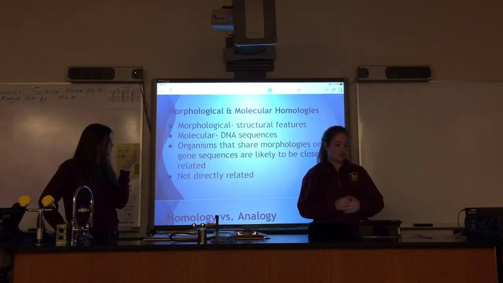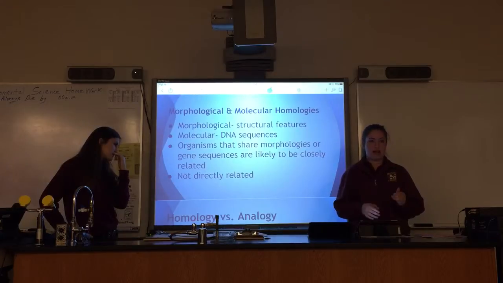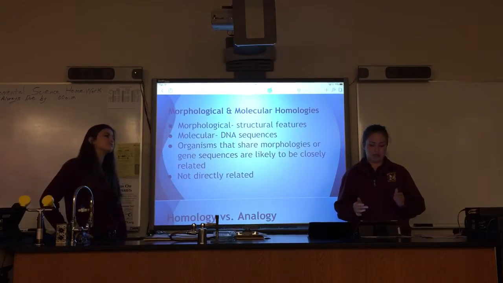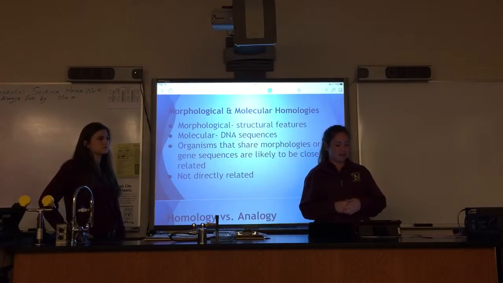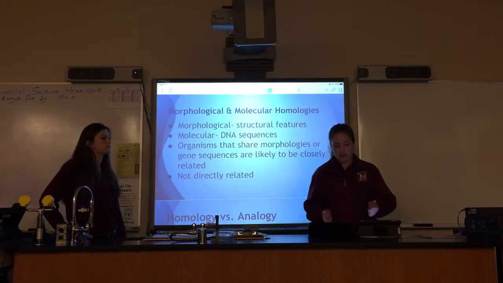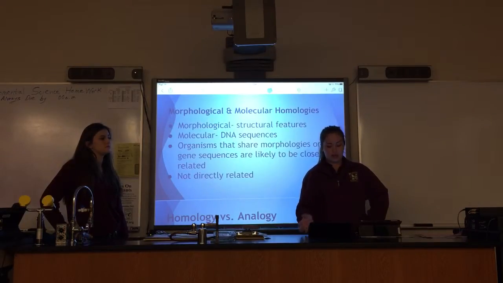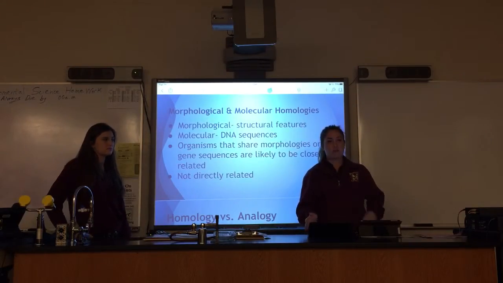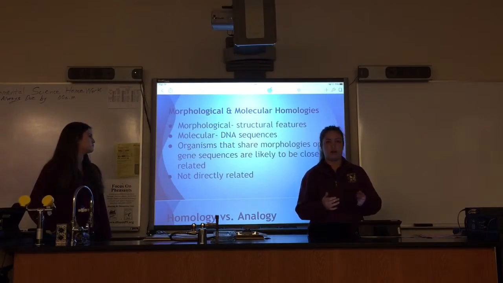Organisms that share morphological or gene sequences are likely to be closely related, but these are not directly related. So, for example, an organism can have a morphological homology and not have DNA sequences that are similar. For example, is the Hawaiian silversword plants. Some are tall and twiggy, while others are short and dense, but they have close DNA sequences, so they are considered molecular homologies.